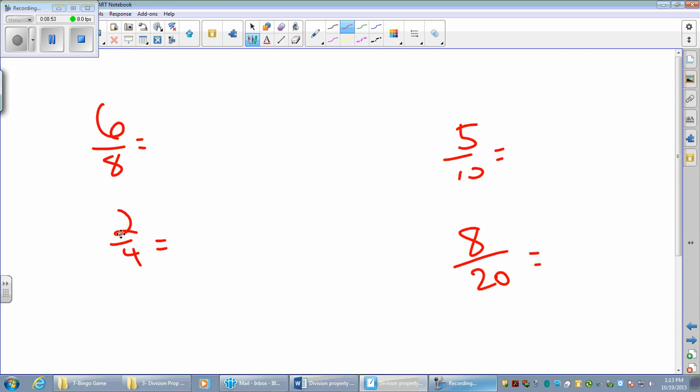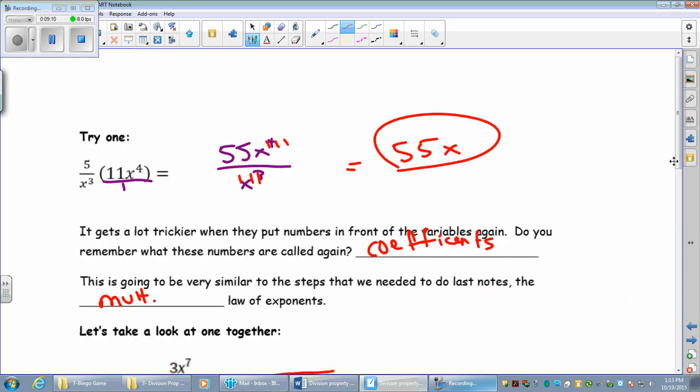This is pretty easy. 2/4 reduces to 1/2. Or 5 over 10 also reduces to 1/2. Or 8 over 20, 4 over 10, which reduces to 2 over 5. That's really the hard part of this problem. Can you reduce a fraction?